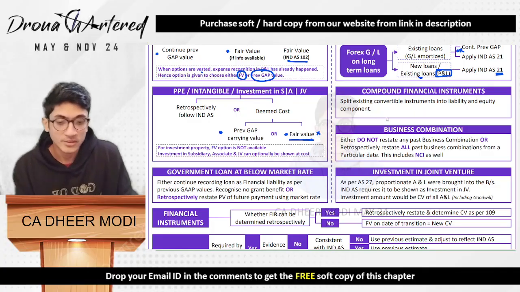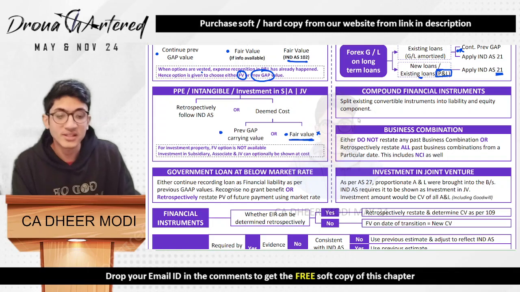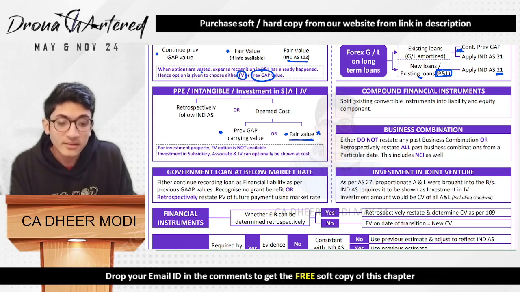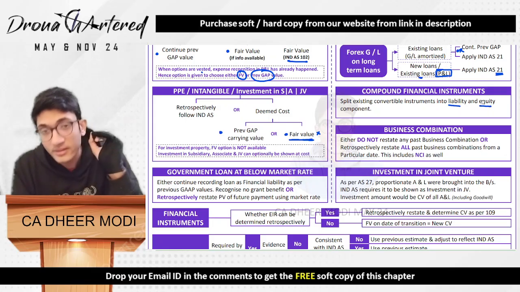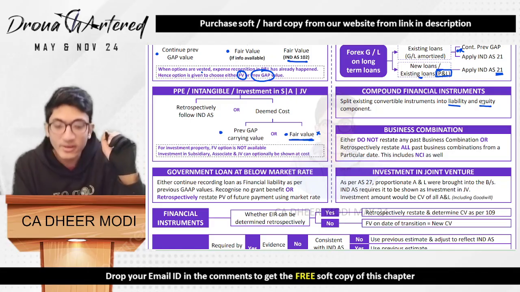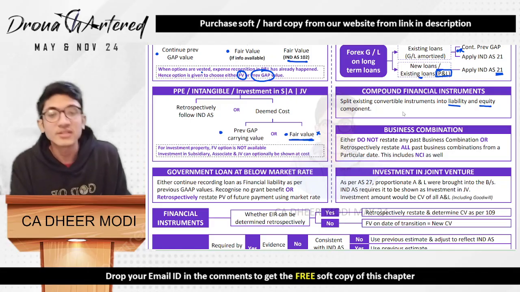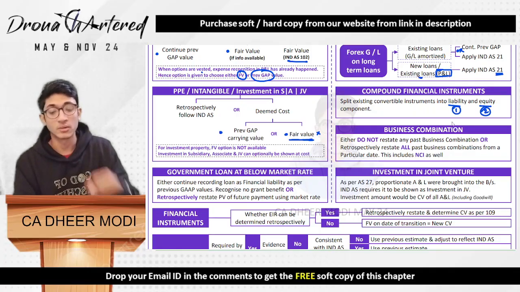Okay. Next is your compound financial instrument. For your compound financial instrument, you will be splitting the existing convertible instrument into liability and equity components. Because under AS there was no option of liability and equity, only under IND AS do we have this. So your compound financial instrument will have to be split into both portions, that is first your liability portion and second your equity portion.